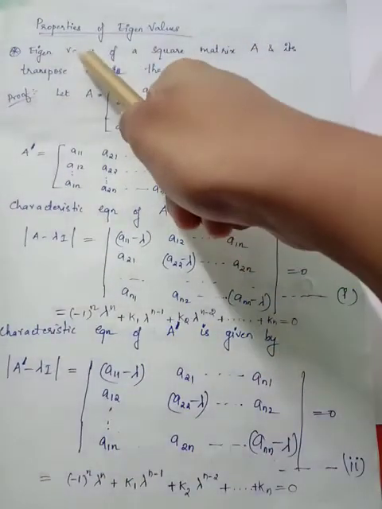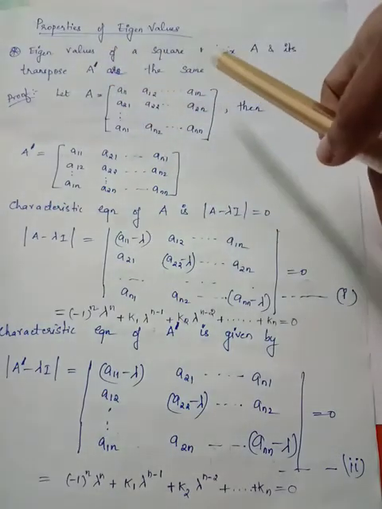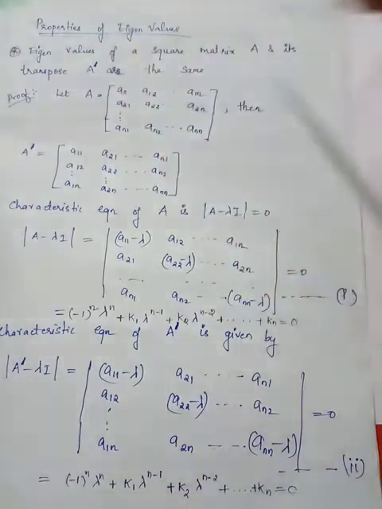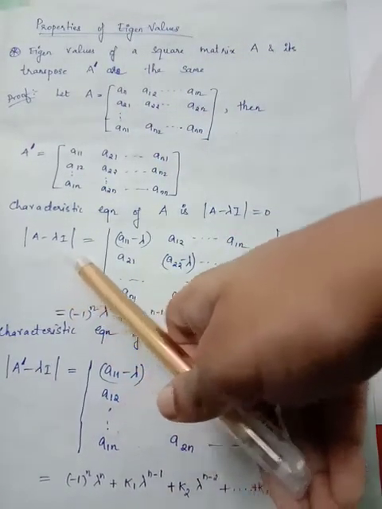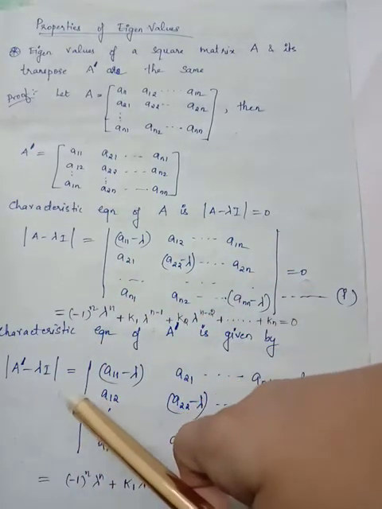Since eigenvalues are the roots of the characteristic equation, we are interested in evaluating the eigenvalues, that is the characteristic equations of A and A dash, which are given by the expressions determinant of A minus lambda I equal to 0 and determinant of A dash minus lambda I equal to 0 respectively.